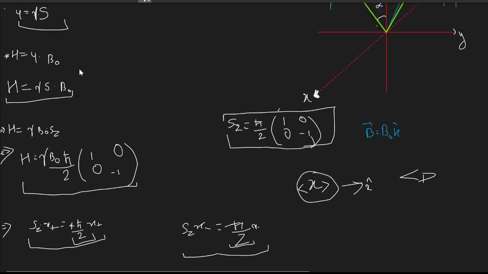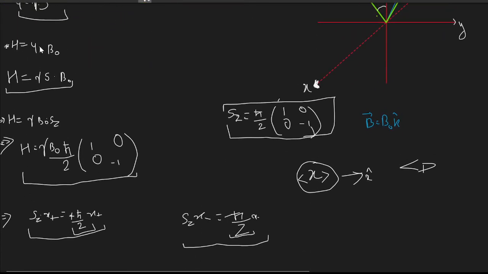Sorry, here I think the sign is missing. Yeah, the sign is missing. Here the Hamiltonian energy is the negative of the magnetic dipole moment dot B naught, so it will be negative.